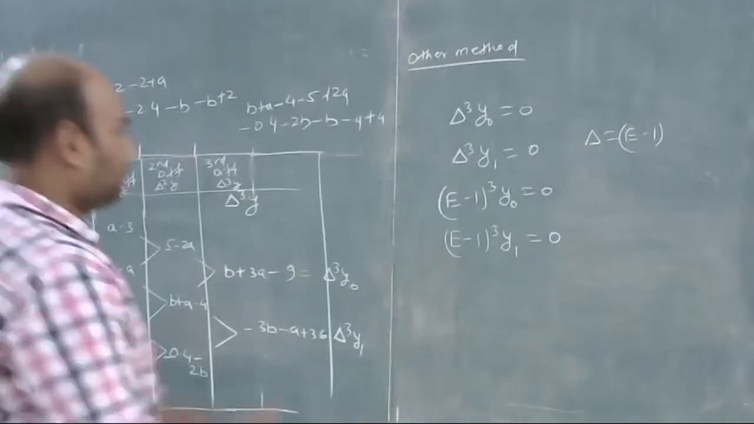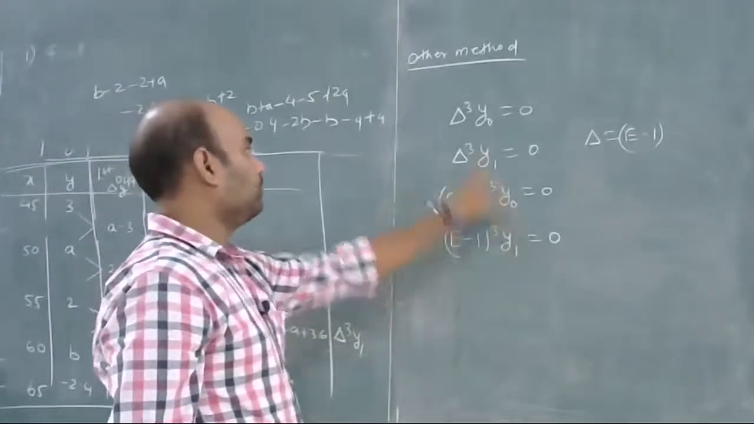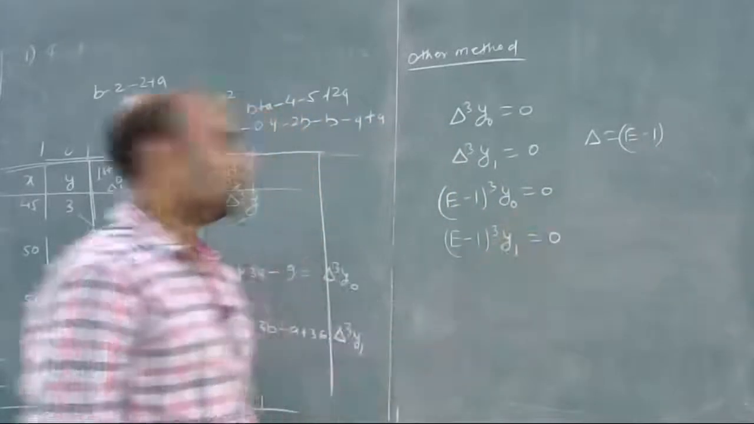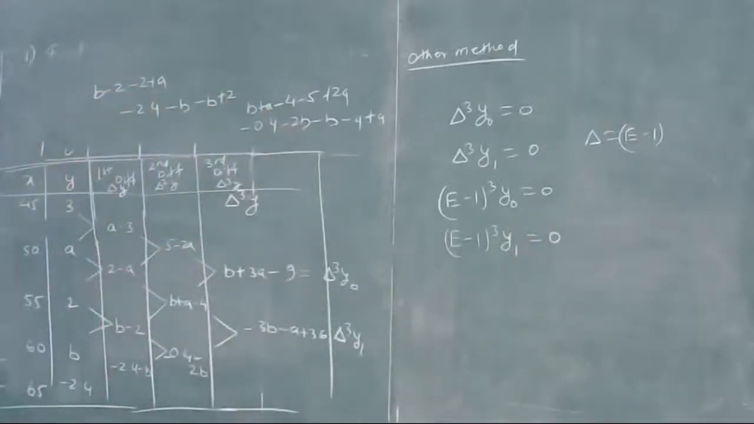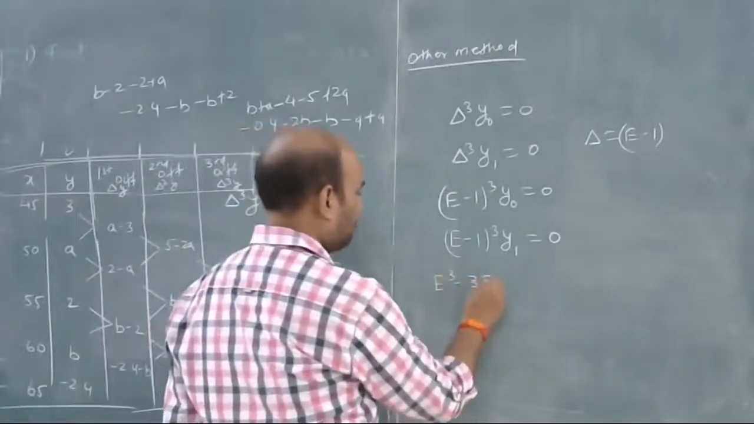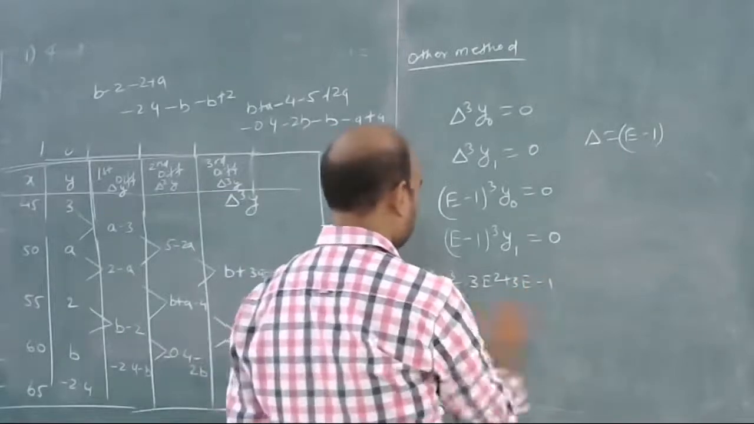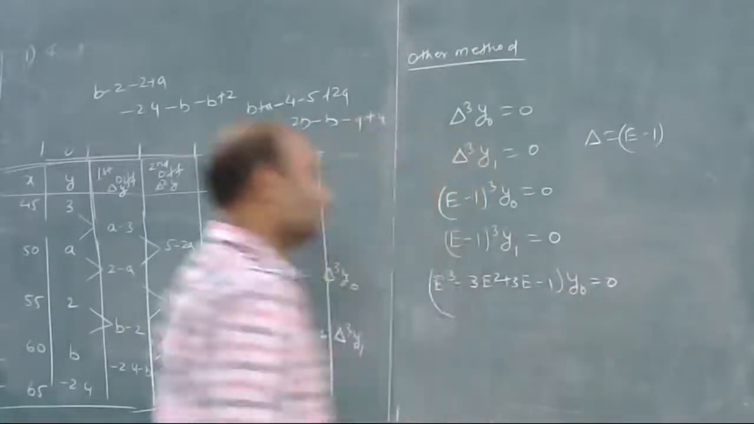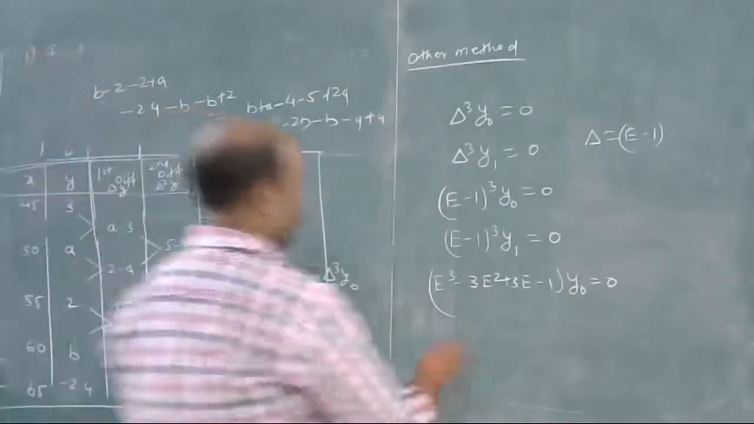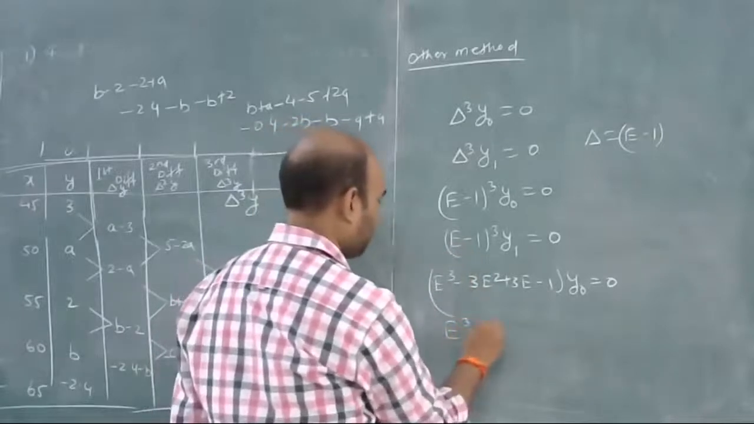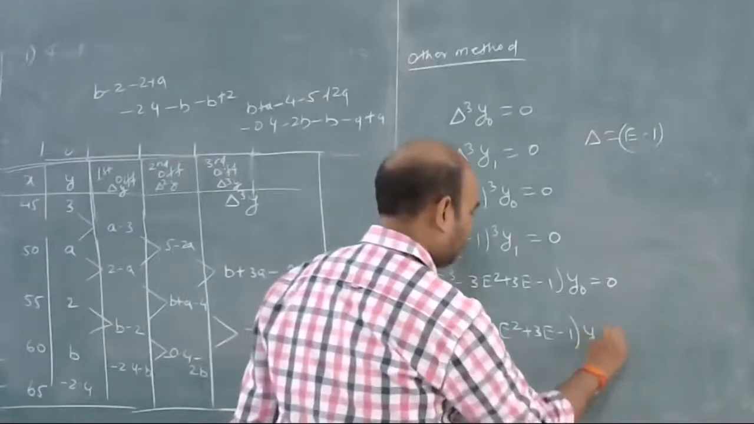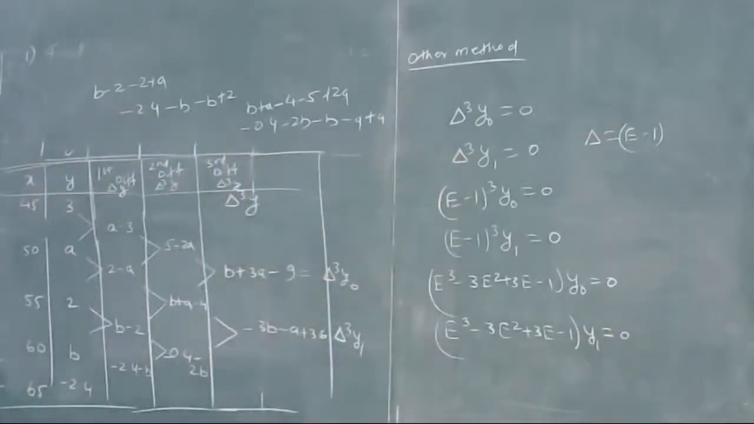Okay, so (E minus 1) whole cube, del is equal to E minus 1, is equal to 0, and del minus 1 is equal to 0, y minus 1. Okay, so this can be written as E cube minus 3E square plus 3E minus 1, y naught is equal to 0. Now this can be written as E cube minus 3E square plus 3E minus 1, y1 is equal to 0.